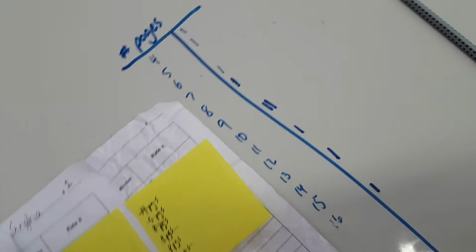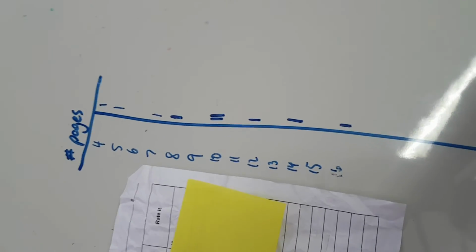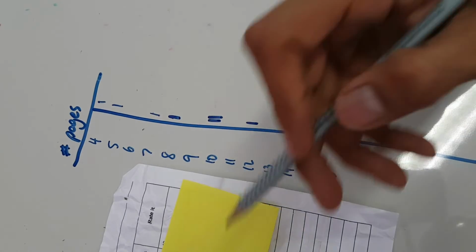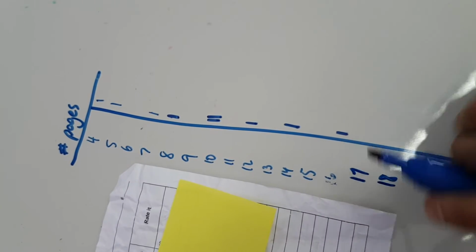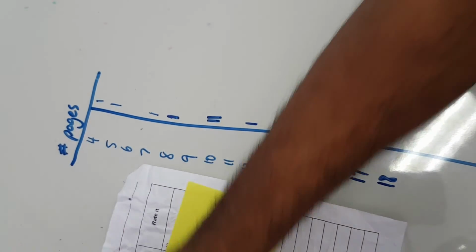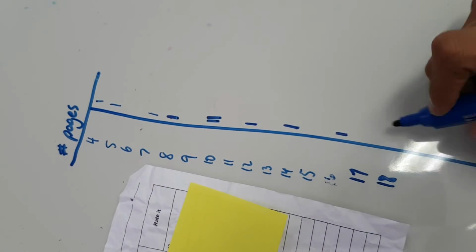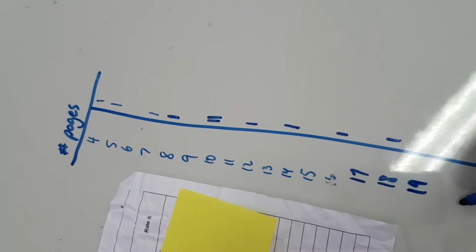Okay, let's turn our camera around. Okay, has anyone read 17? No. Has anyone read 18? One person has. I'll put a tally mark there. Has anyone read 19 or 20 or 21, 22?